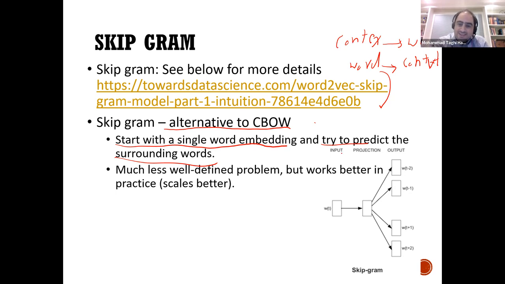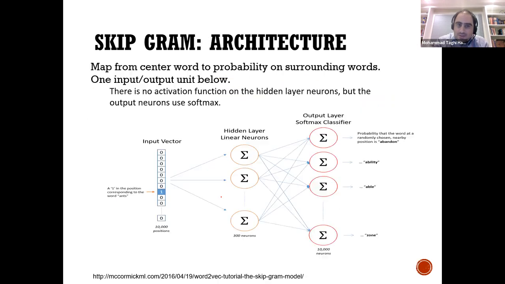So that's the reason this is the reverse of that. I'm giving a word, again one hot encoded, and I expect it to give me the output, the surrounding words. Interestingly, this one works better in practice and scales better. So it is a much better approach in practice, and lots of people are using this one.